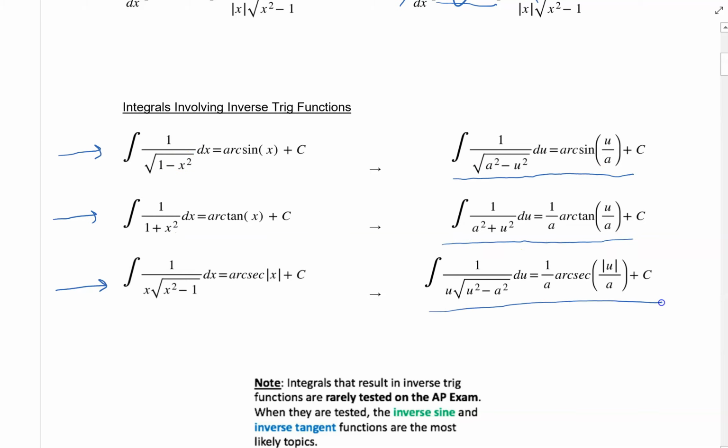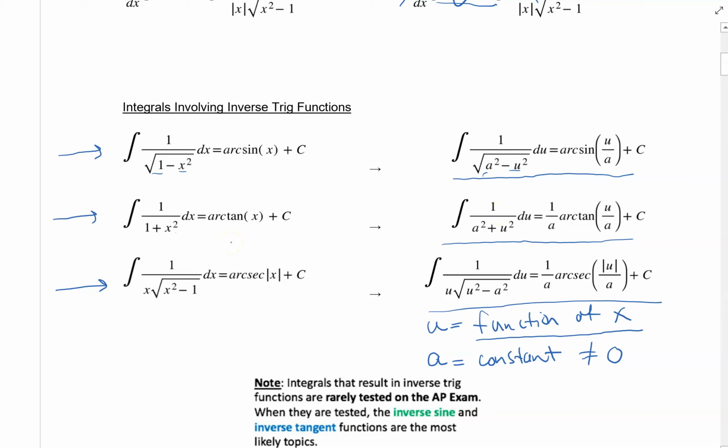This is the version the book gives you, and this is if u was some function of x, so maybe 3x or e to the x, or just some other function of x, but in this format, and a would be some constant, so a number value, some constant not equal to 0. Then if it falls into one of these three formats, where instead of 1 you have your constant squared, instead of x squared you have some function of x squared, you can use this idea of inverse trig functions also.